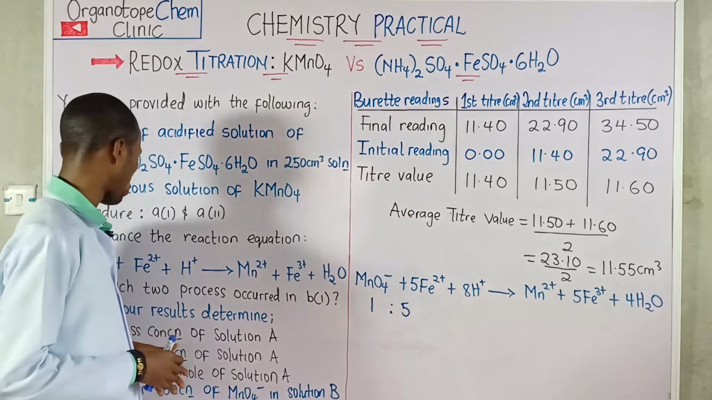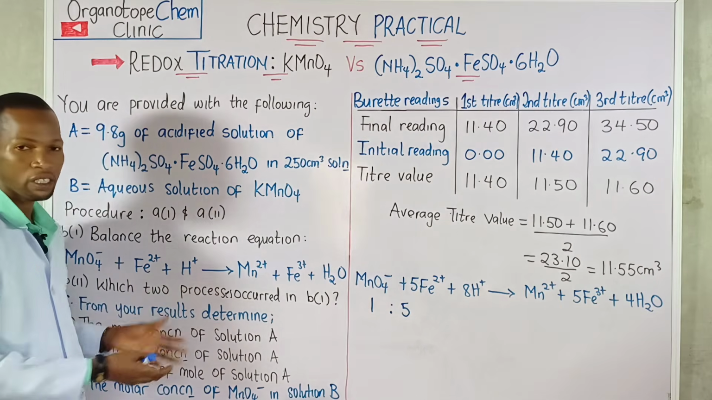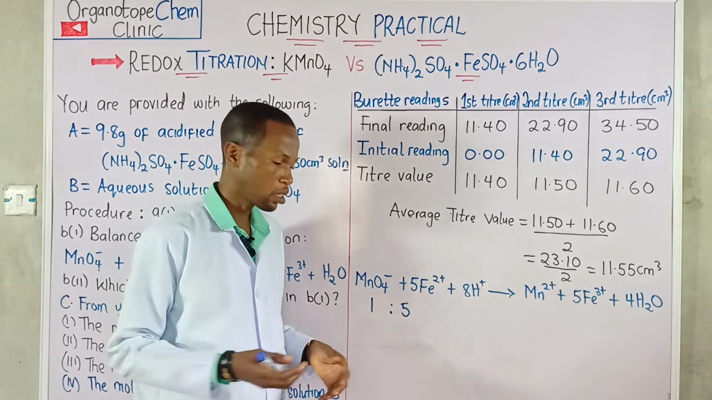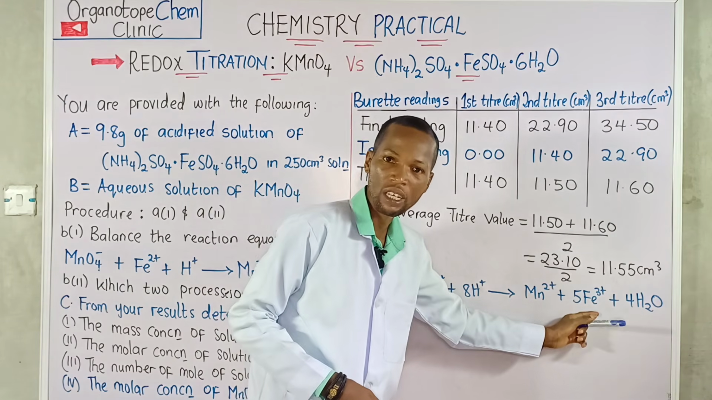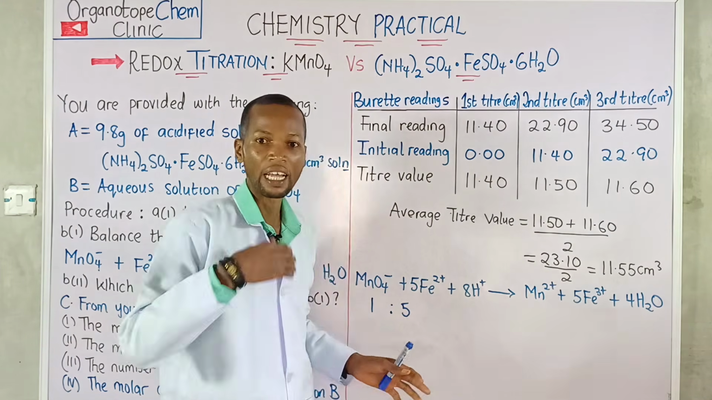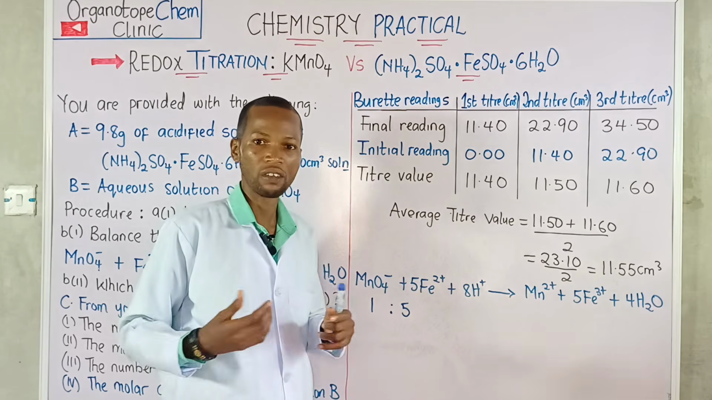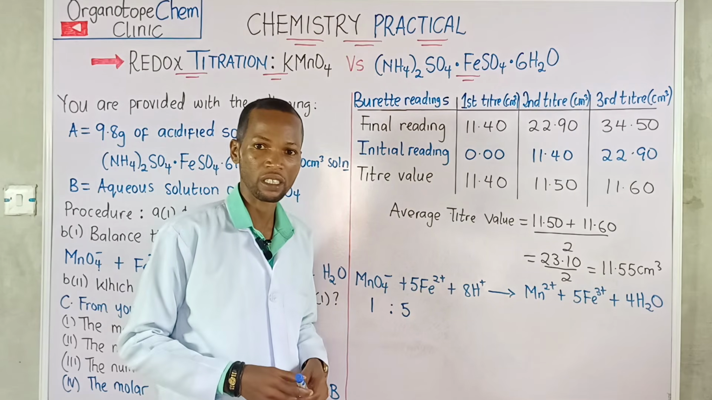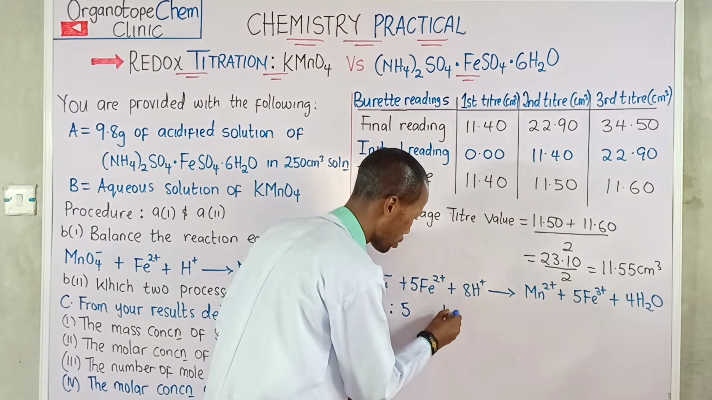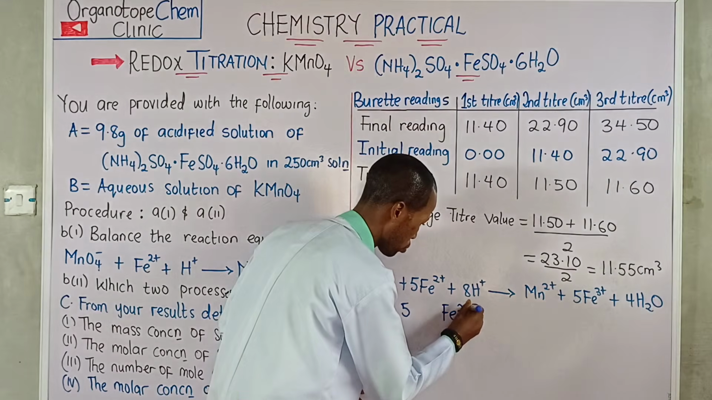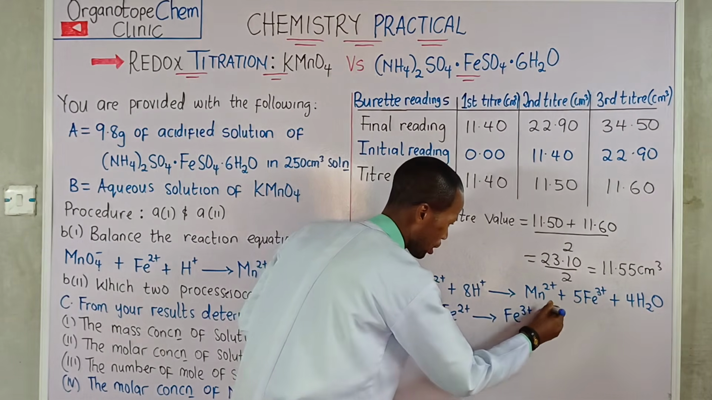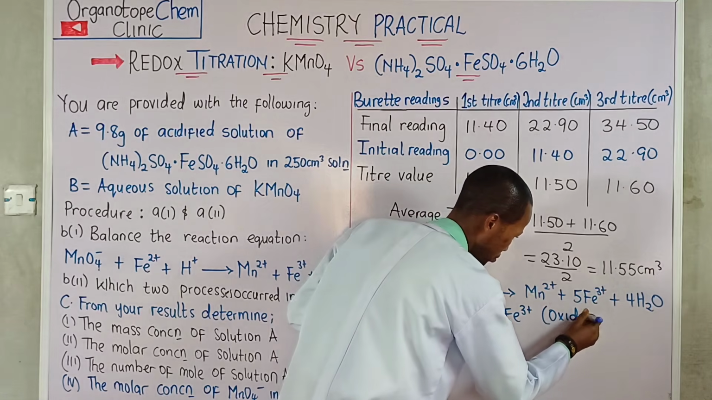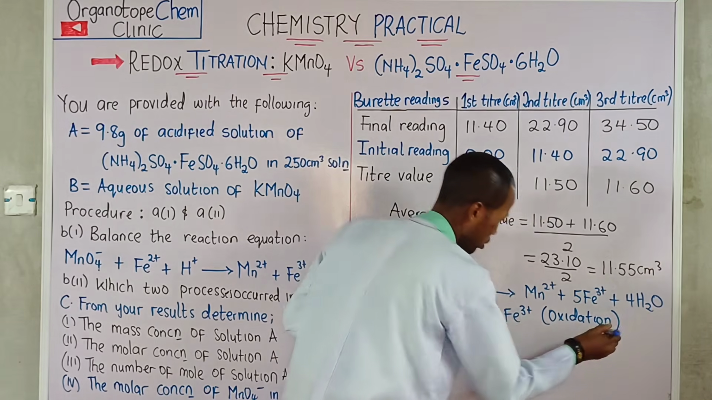Can we move on to the next question? Which two processes occurred in the redox titration? We can observe that the iron 2 ion is converted to iron 3 ion. So what process is that? An increase in oxidation number reflects what? Oxidation process. So Fe 2 plus going to Fe 3 plus is what? Oxidation. So we have oxidation right there.